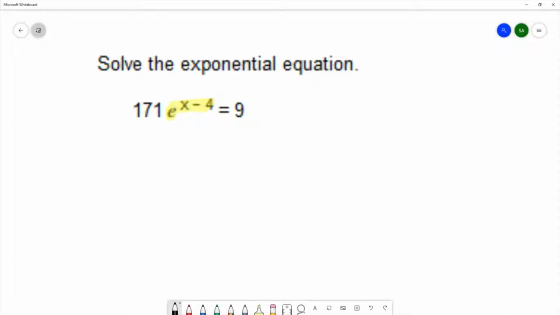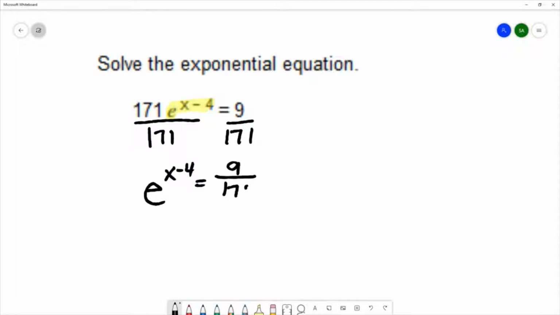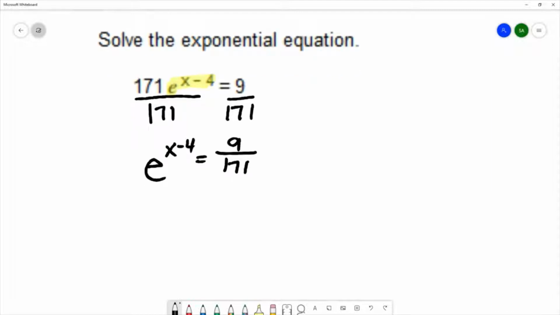So I need to isolate by dividing by 171 on both sides. That gives me e to the x minus 4 equals 9 over 171. Now I'm able to solve this using one of the methods, which is either to convert this to a log or to take the log of both sides. I prefer to take the log of both sides. I'm going to take the natural log on the left and do the natural log on the right.